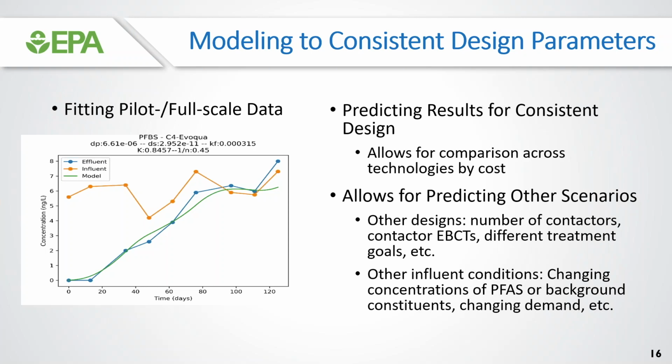In this figure, we have an influent, which happens to be PFBS, in orange. The blue is the pilot data that was the effluent, and the green solid line is the modeled prediction for what that looks like. Once you have those parameters, you can extrapolate to a full-scale scenario and ask different questions. You can make the pilot data more valuable. You can change things like empty bed contact time, the size of the system, number of contactors, or a variety of questions relevant for utilities or regulators.